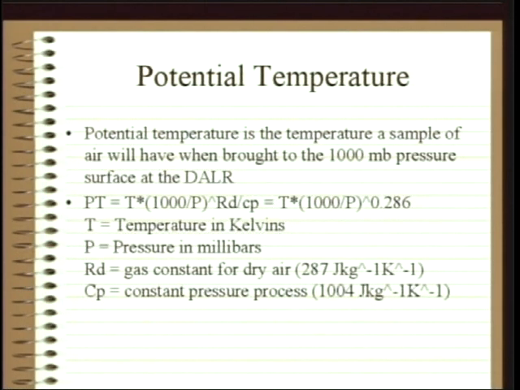The potential temperature is the temperature a sample of air will have if it's brought to the 1,000 millibar pressure surface at the dry adiabatic lapse rate. And there is the equation, once again, for the potential temperature that we've looked at previously. The temperature that's plugged in this equation needs to be in kelvins. The pressure will be in millibars. And the other terms are constant, the gas constant for dry air and constant pressure process.